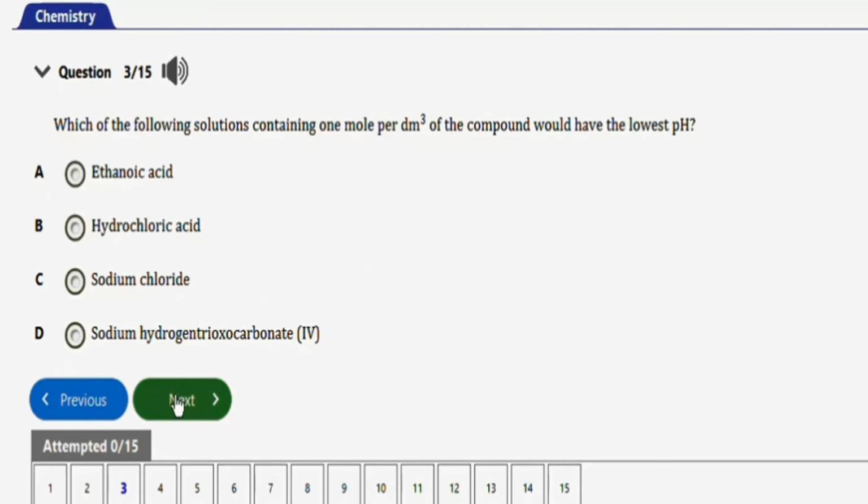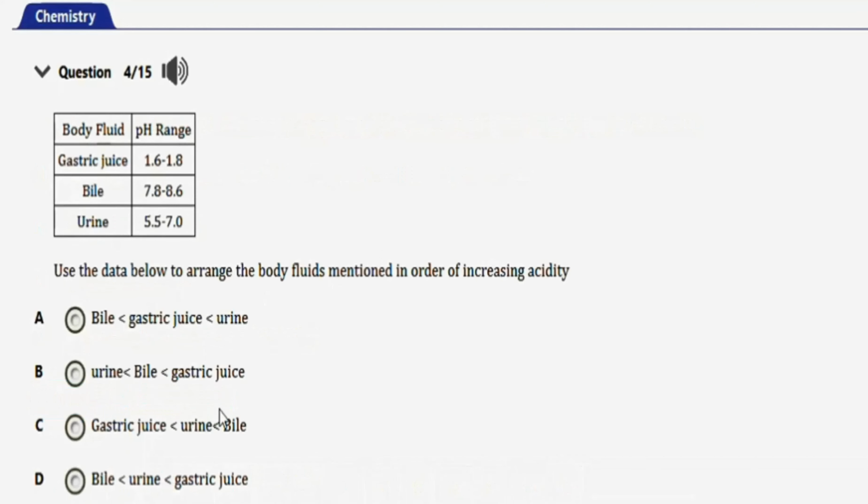Okay, so the next question will be this question. It says, use the data below to arrange the body fluids mentioned in order of increasing acidity. The least acidic here is bile, followed by urine, then gastric juice. So the order you should go for is bile is less than urine, urine is less than gastric juice. So that's the right option, option D.